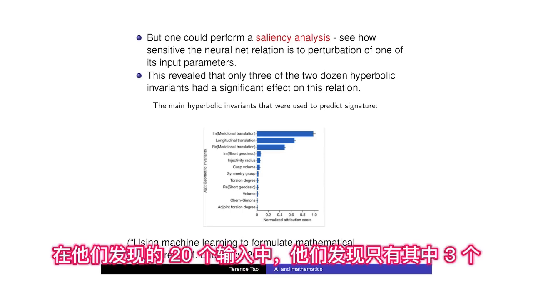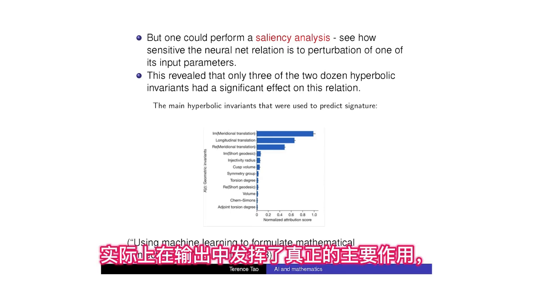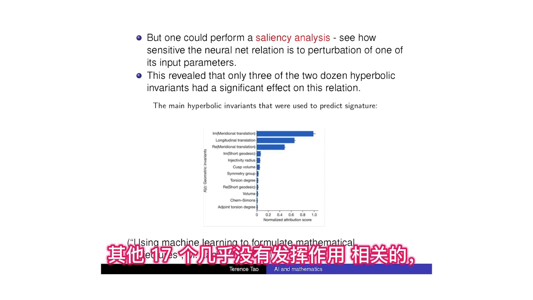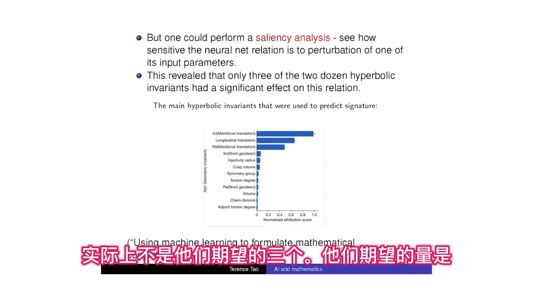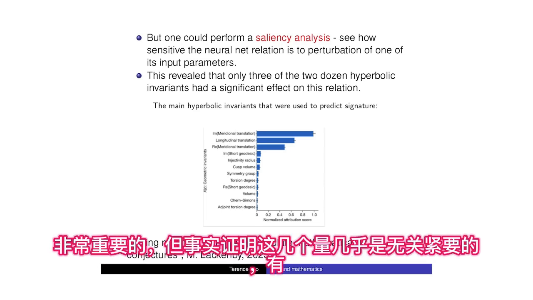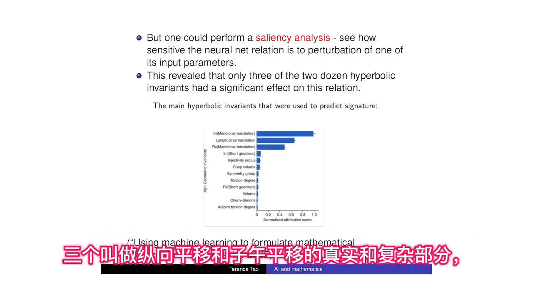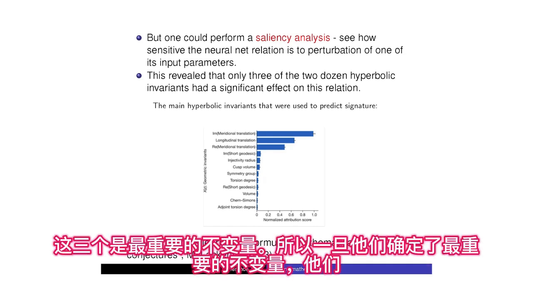And of the 20 inputs, they found that only 3 of them actually played a really major role in the output. The other 17 were barely relevant. And it wasn't the 3 that they expected, actually. They expected the volume, for example, to be very important, and the volume turns out to be almost irrelevant. The 3 were something called longitudinal translation and the real and complex parts of meridional translation. So there were these 3 invariants that were the most important.